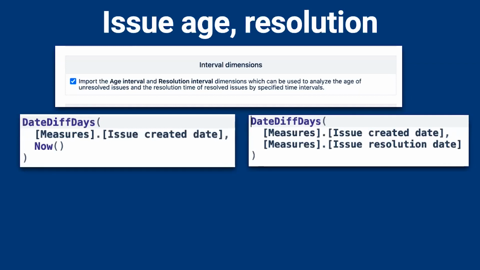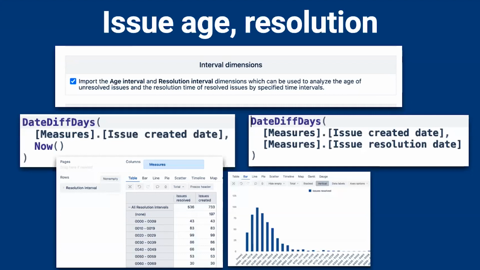Age interval is actually a measure which counts the difference between the issue creation date and now. Issue resolution interval is the measure counting the difference in days between creation and resolution date, of course for the resolved issues only. The simplest useful report is that we can add the resolution interval dimension to the report, and using the issues resolved measure, we can see in the bar chart the distribution of issue resolution days.